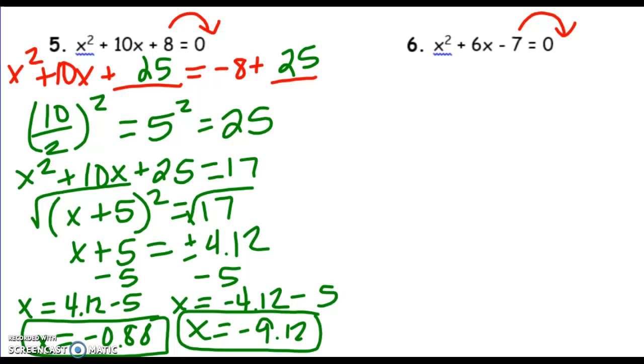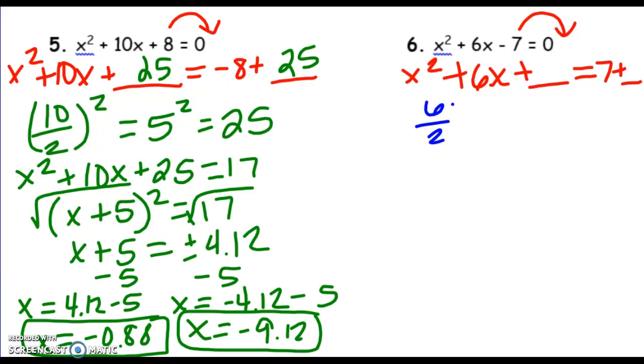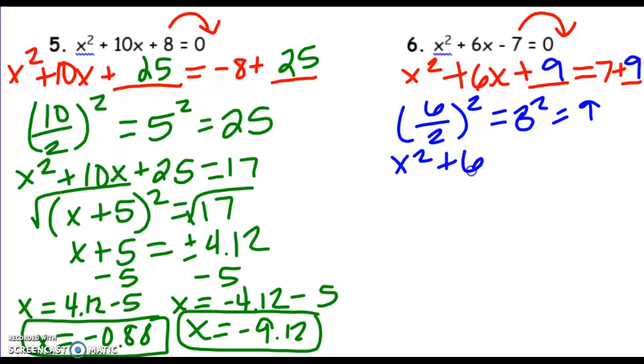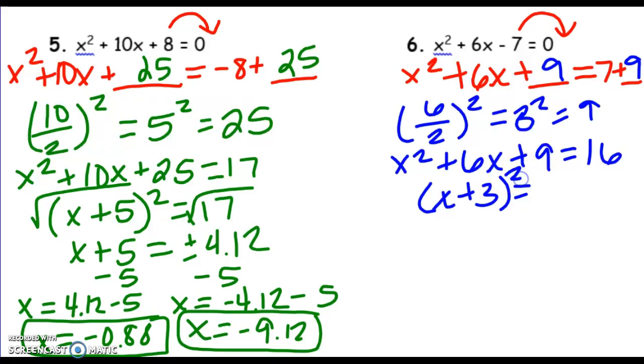All right, number 6. So I have x squared plus 6x plus something is now equal to 7 plus something. That something would be the 6 over 2 quantity squared. So that would be 3 squared equals 9. Add those 9s in there. So now I've got x squared plus 6x plus 9 is equal to 16. Ooh, this is going to work out nice. x plus 3 quantity squared is equal to 16.